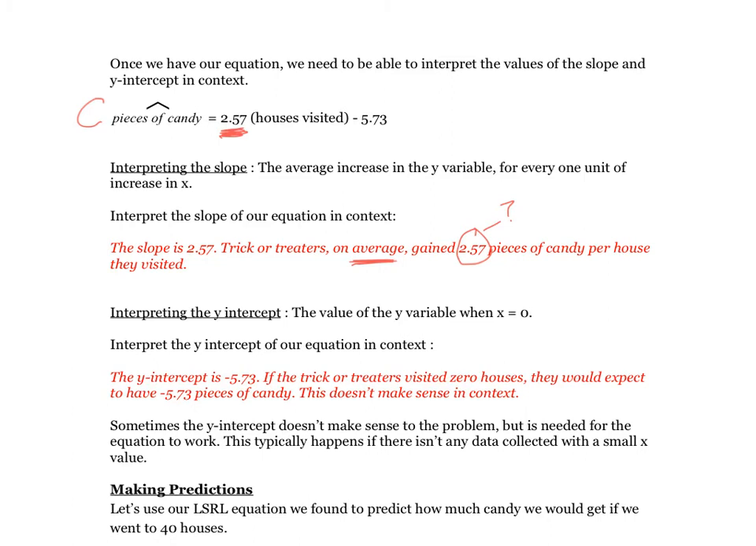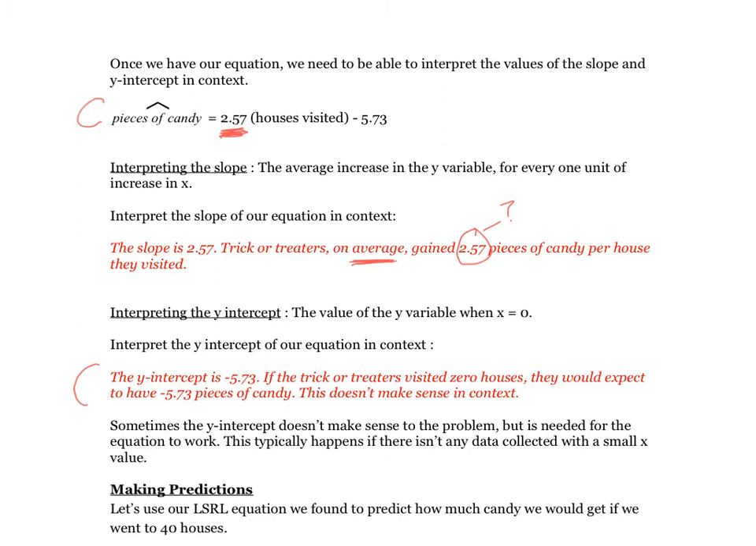Interpreting the y-intercept: it is the value of the y variable when the x is 0. So interpreting the y-intercept in our equation in context here, we'd say the y-intercept is negative 5.73. If the trick-or-treaters visited 0 houses, they would expect to have negative 5.73 pieces of candy. This does not make sense in context. Y-intercepts will often not make sense.